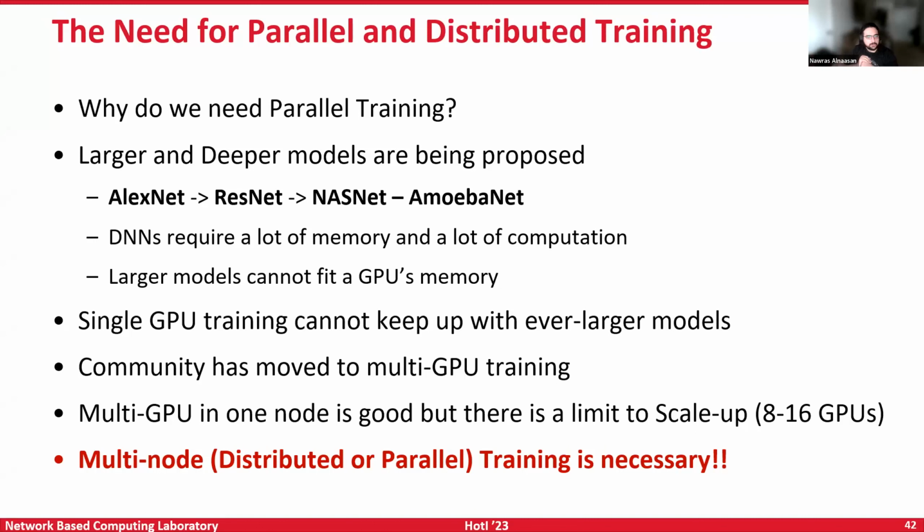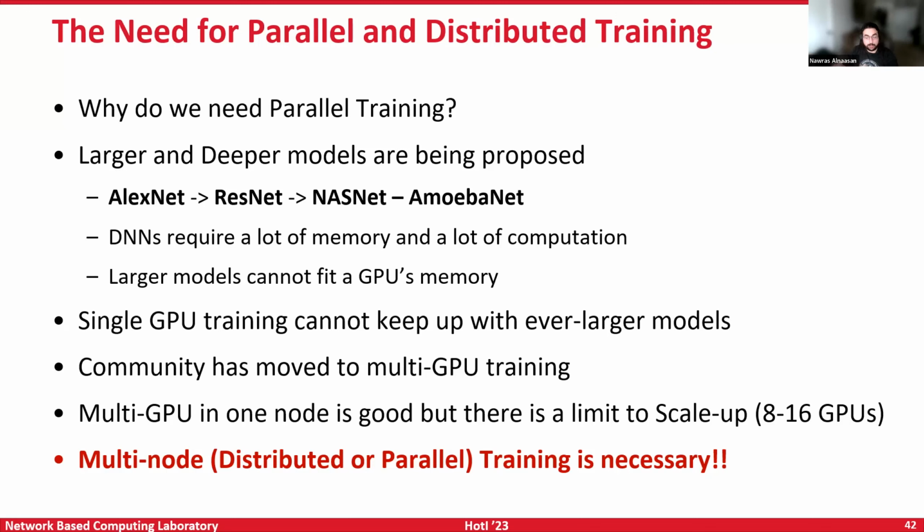Okay, so the need for parallel and distributed training. Why do we need distributed training? We are getting larger and deeper models. Something like GPT or ChatGPT, these are very huge models with billions of parameters. They require a lot of memory and a lot of computation, and they may not fit in the memory of a single GPU.